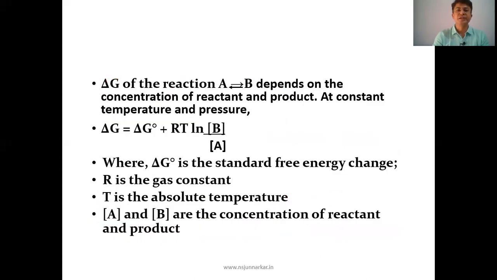Free energy change of a reversible reaction depends on the concentration of reactant and product. At constant temperature and pressure, the free energy change can be given as delta G is equal to delta G0, which is the standard free energy change, plus RT ln concentration of B by concentration of A, where delta G0 is the standard free energy change, R is the gas constant, T is the absolute temperature, and square bracket A and square bracket B are the concentrations of reactants and products respectively.